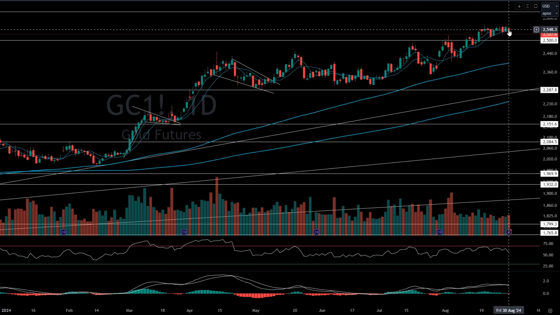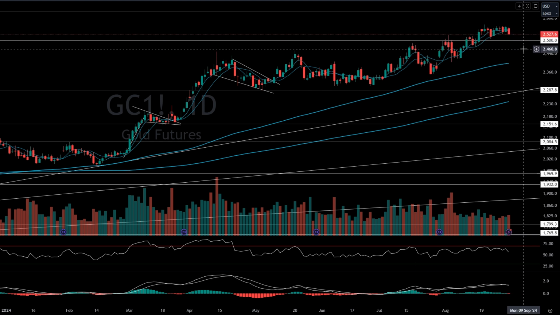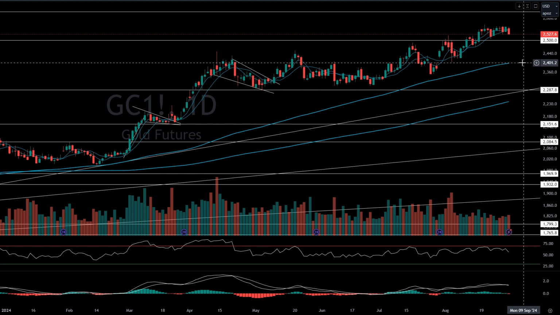So I think we could get a pullback in gold over the next coming weeks, down to potentially this 100-day moving average around this 2,400 level. But I would still be bullish on gold at that point, and definitely a buyer around this sort of level.